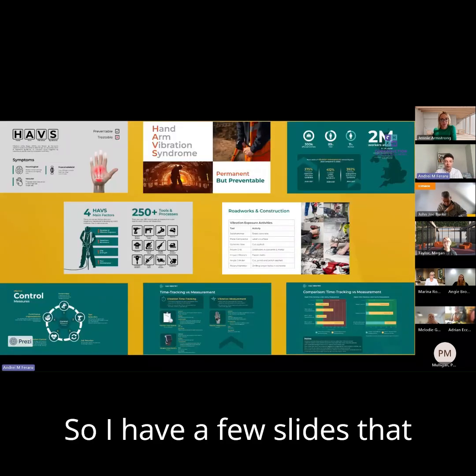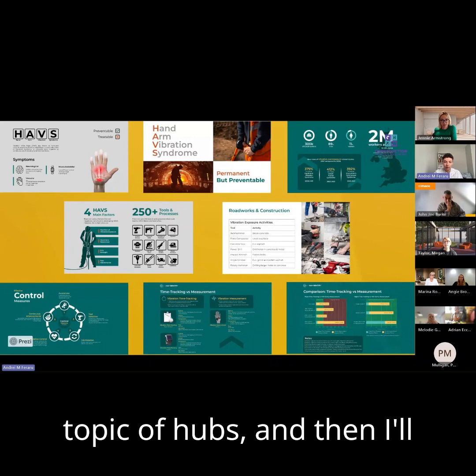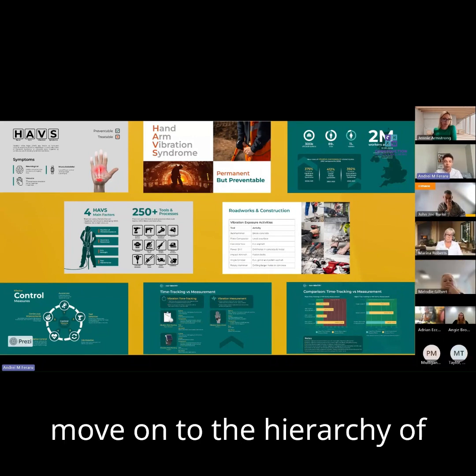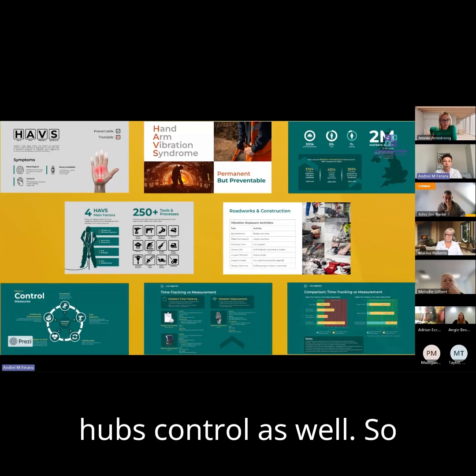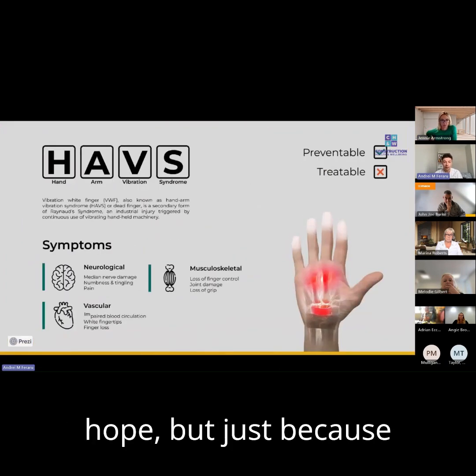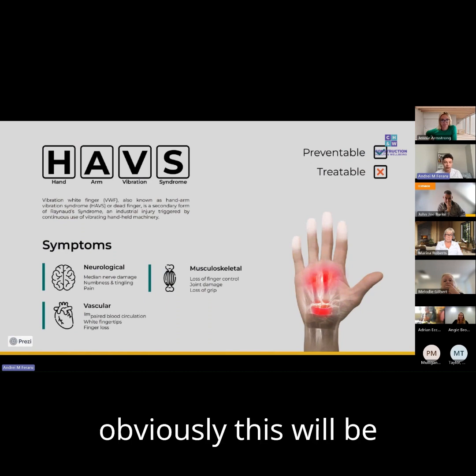So I'll have a few slides that I've prepared just on the topic of HAVS, and then I'll move on to the hierarchy of HAVS control as well. So we all know what HAVS is, I hope, but just because obviously this will be shared, I want to go through it in more detail.